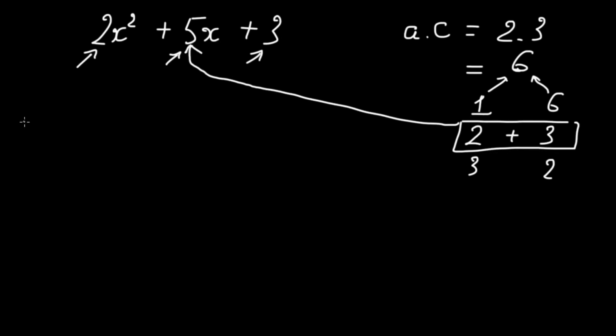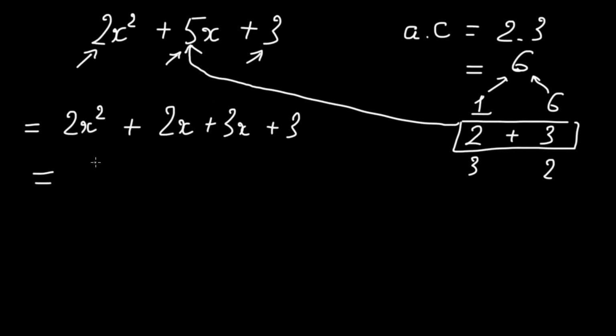So what we're going to do next is put down 2x squared right here, plus we break 5x into two terms, 2x and 3x, plus 3. Then the next step, we group 2x squared plus 2x together, and we group 3x plus 3 together, right?